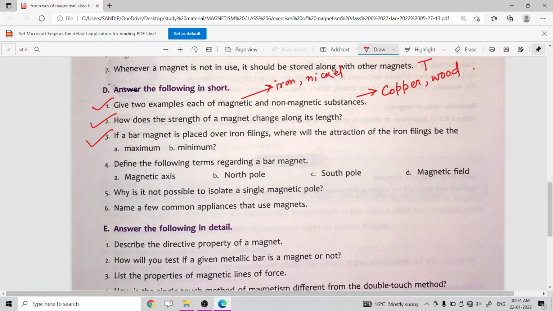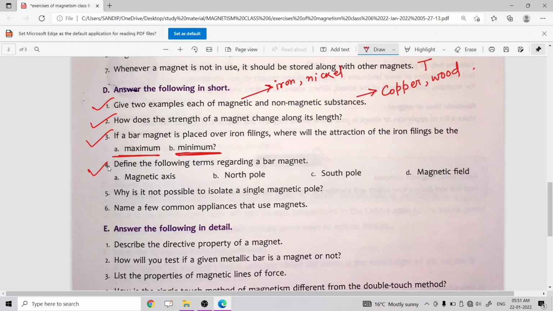Already we discussed, actually it is maximum at the extreme point or at the end or at the poles of the magnet, and minimum at the center of the magnet. Actually at the center, the magnetic field or strength of magnetic force is nearly about zero. Okay, now we move to our next question, that is question number 4.